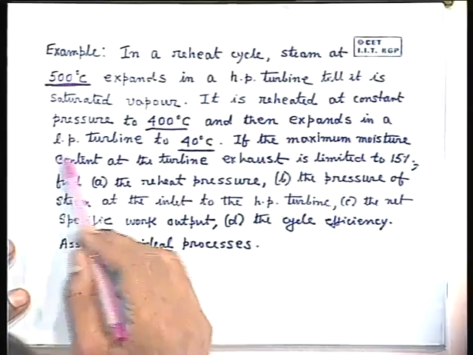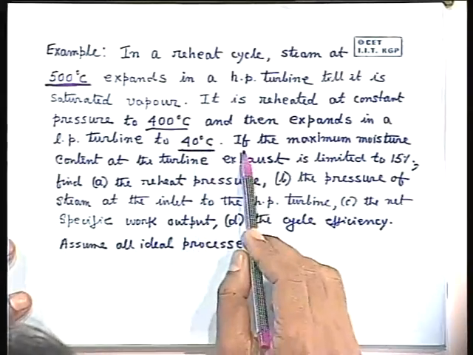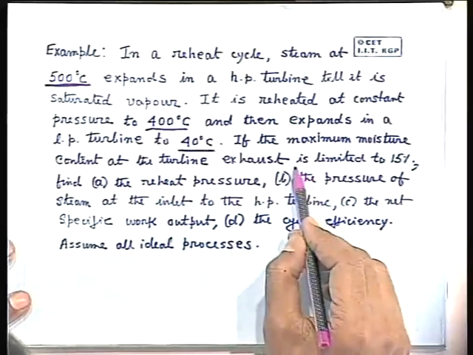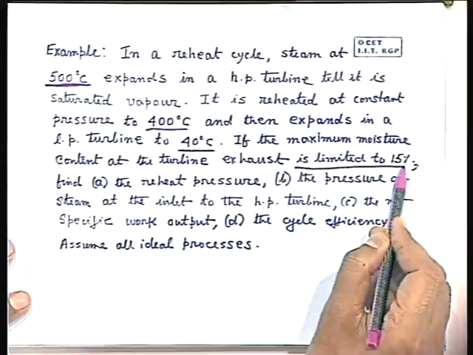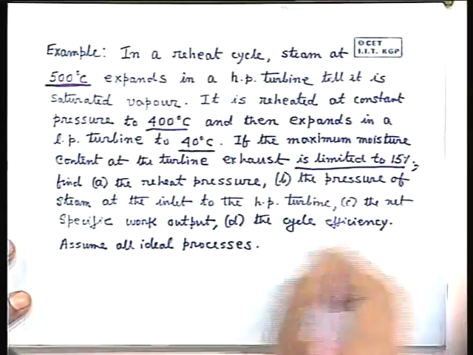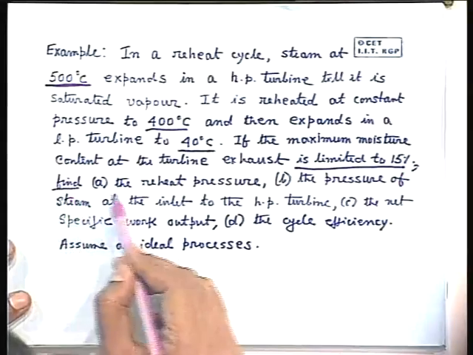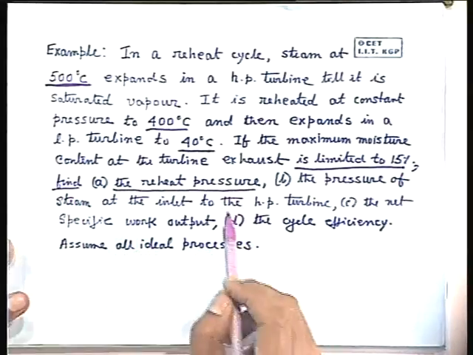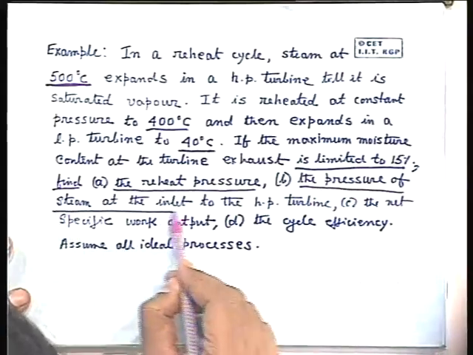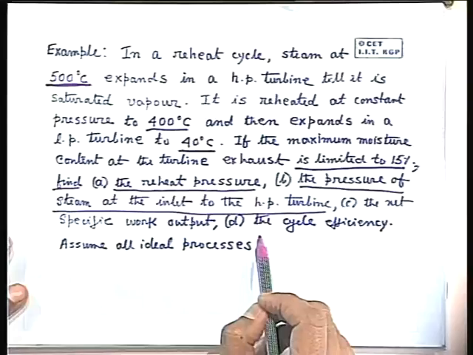And then it expands in the LP turbine to 40 degrees Celsius. If the maximum moisture content at the turbine exhaust is limited to 15%, that means the corresponding dryness fraction is 85%, 0.85. What are the things to be found out? The reheat pressure, the pressure at which reheat was done, and the pressure of steam at inlet to the HP turbine. What was the pressure of this steam?